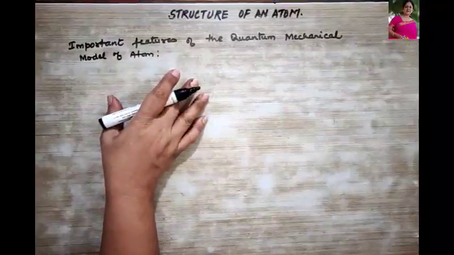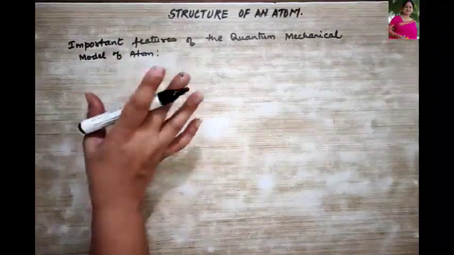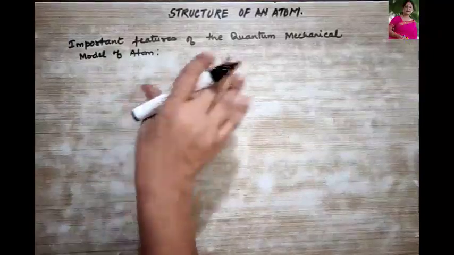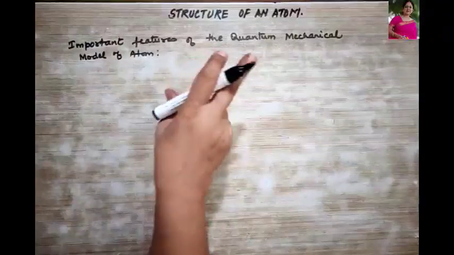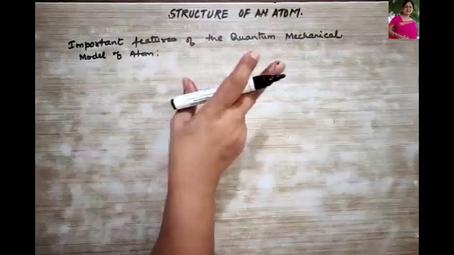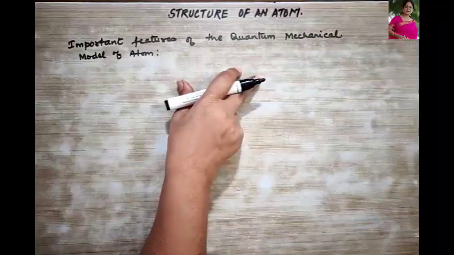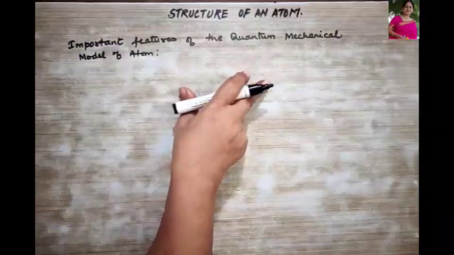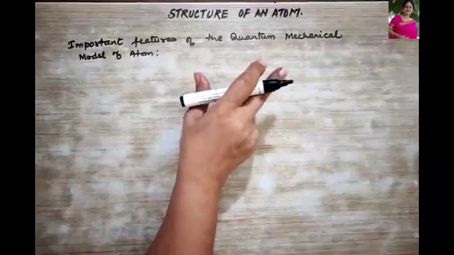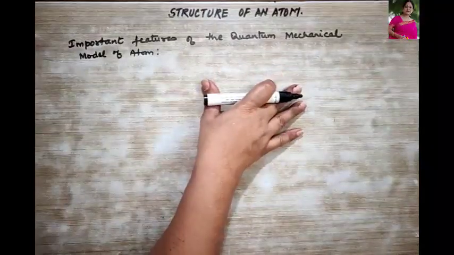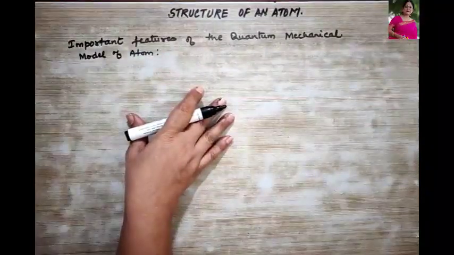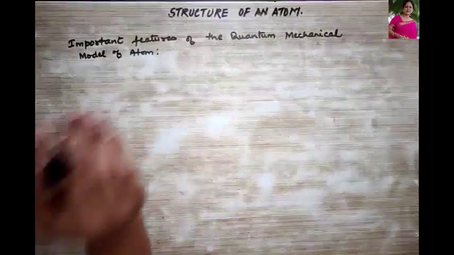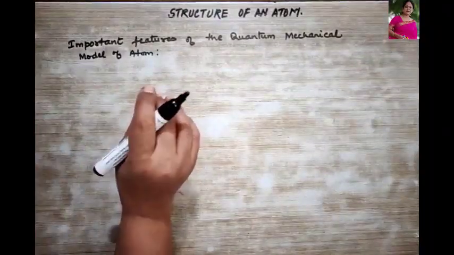Right? Now, quantum mechanics is a theoretical science. It deals with the study of the motions of microscopic objects. Remember, not macroscopic objects. Microscopic objects that have both wave-like and particle-like properties. Okay. Now, the quantum mechanical model of the atom is just the picture of the structure of an atom.